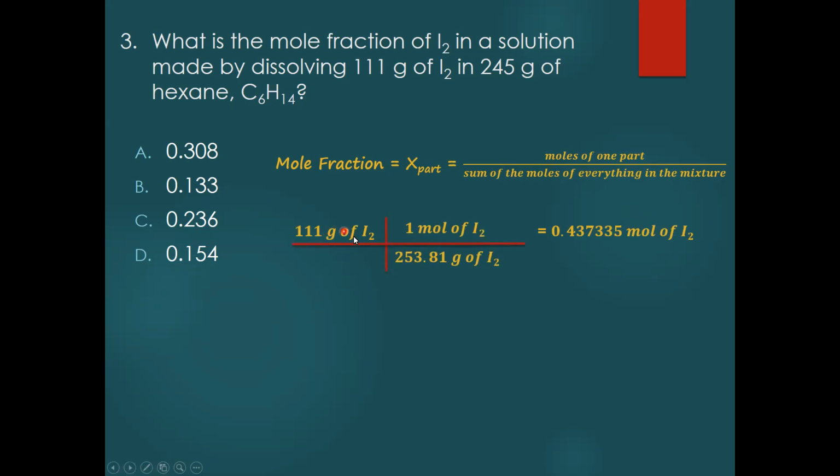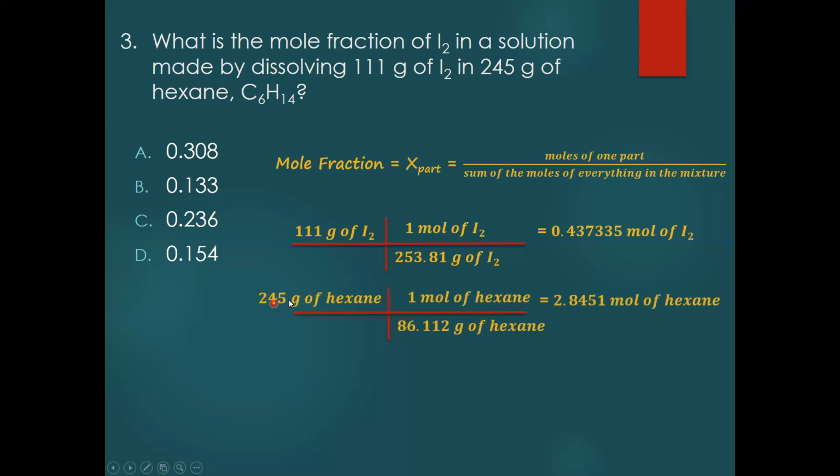So I started off with my mass of I2. I divided it by the molar mass of I2 in grams per mole, so the grams cancel out. This is how I'm getting my moles of I2. I'm going to do something similar for the hexane. I've got my 245 grams of the hexane. I'm converting it to moles using the molar mass, so 86 grams per mole. And this is where I'm getting the 2.84 moles of hexane. So now that I've got the moles of the hexane and moles of I2, I can start plugging into my mole fraction equation.